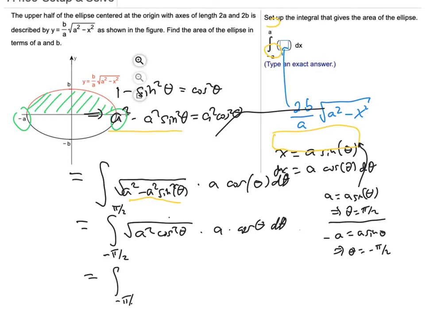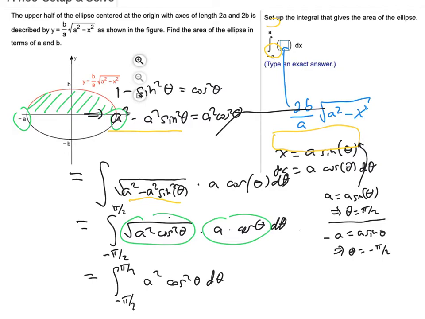So finally, I'll have minus pi over 2 to pi over 2. The square root of the square is just going to be a cosine theta, and then there's going to be another a cosine theta. So altogether, I'll have a squared cosine squared theta d theta.